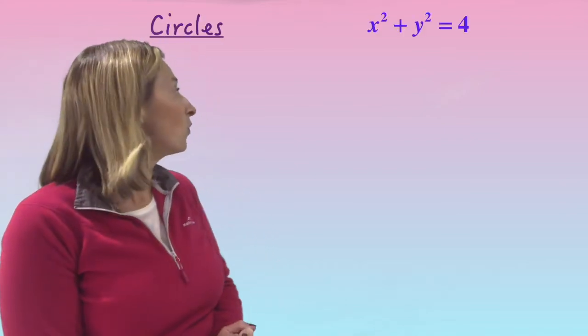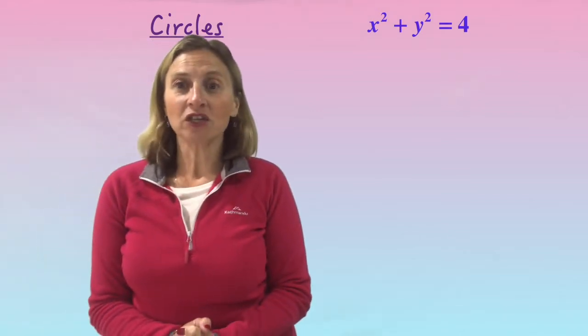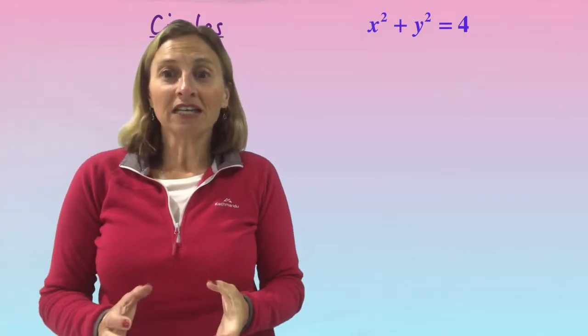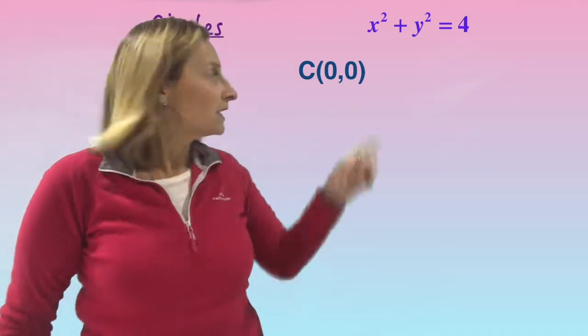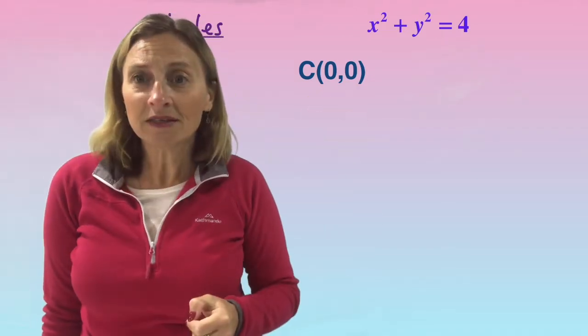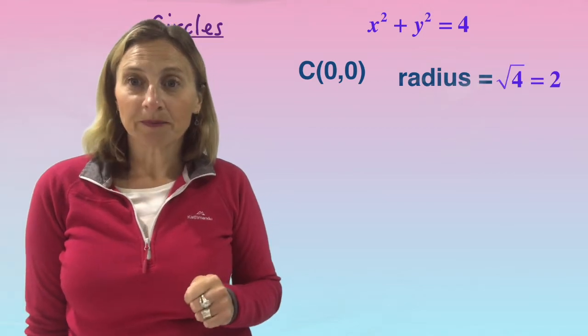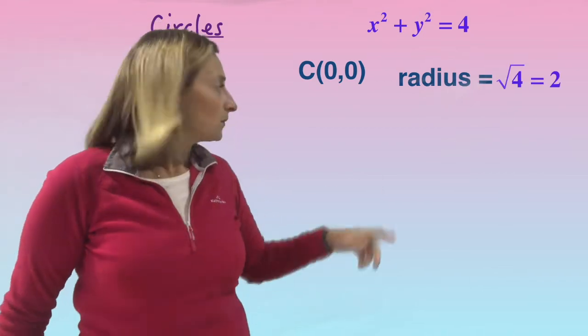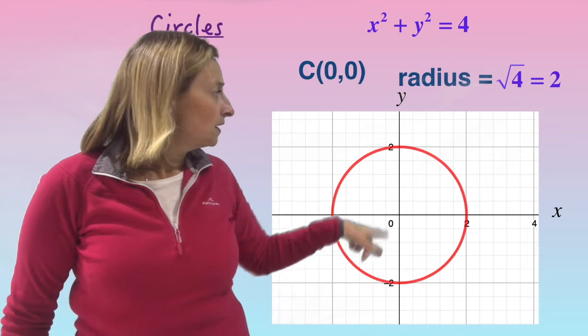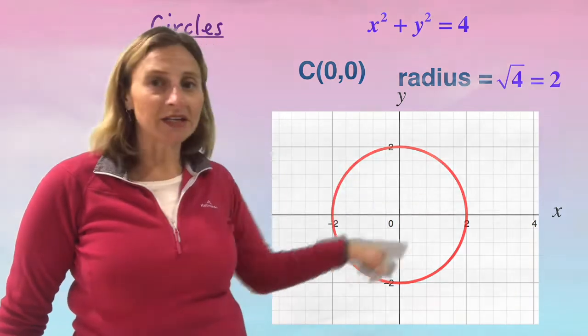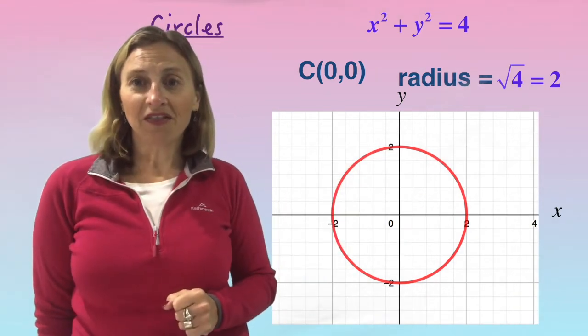Let's take a look at our first one. x squared plus y squared equals 4. There's nothing attached to the x and the y, so we know that our centre is 0, 0. And we know that the radius is the square root of 4, which is 2. And now we just have to draw it. You've got your axes, centre at 0, 0, radius of 2. And there's your circle.